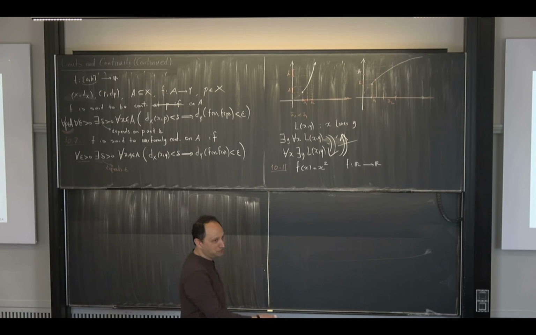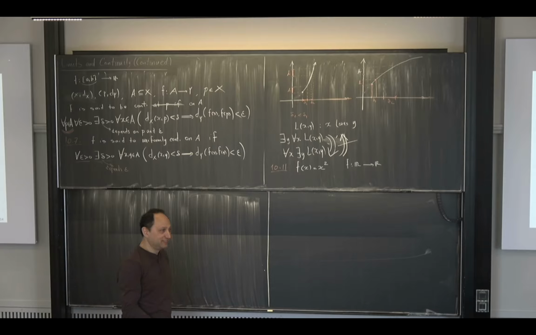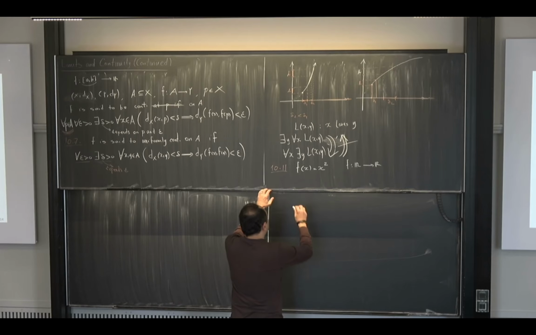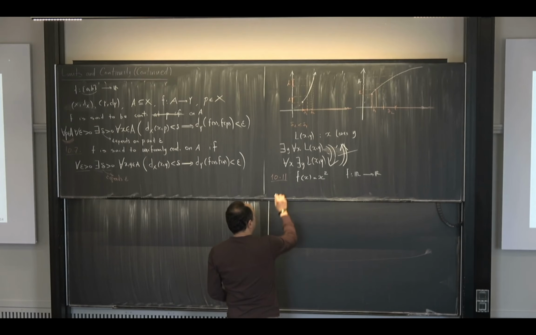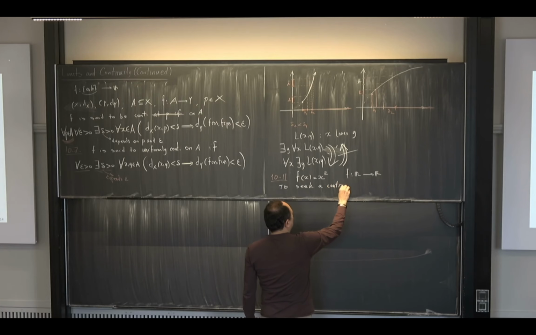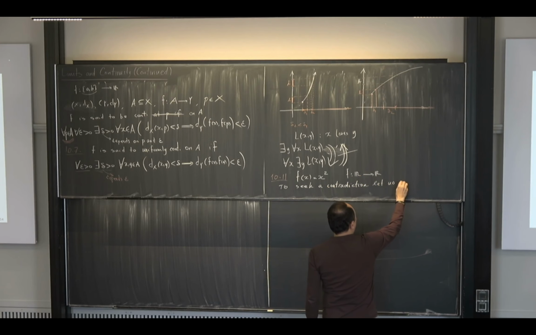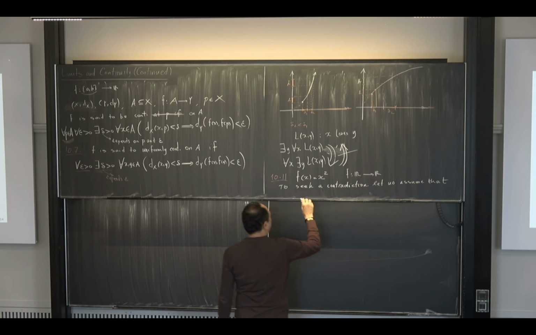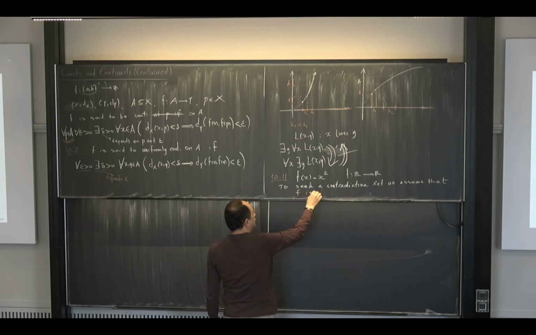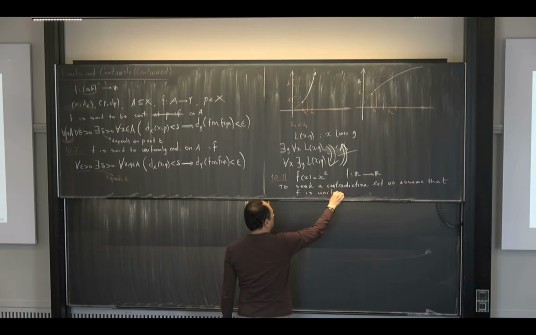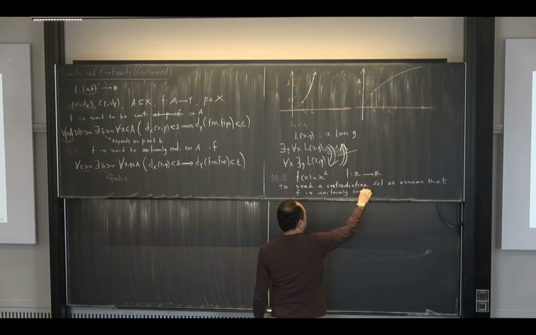We want to show it is not uniformly continuous, it is not convergent, something like that. Yes? We assume that it is, and then show there's a... Yeah, so proof by contradiction. So to seek a contradiction, let us assume that f is uniformly continuous. Okay?